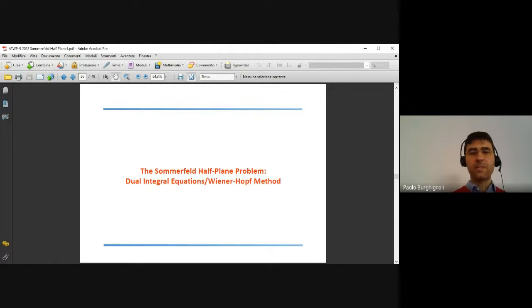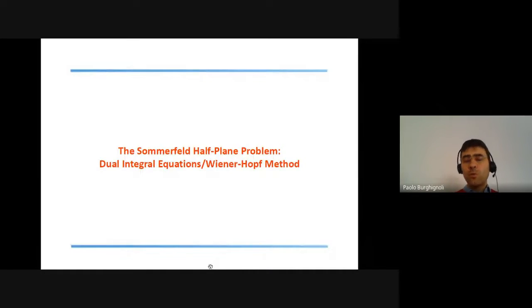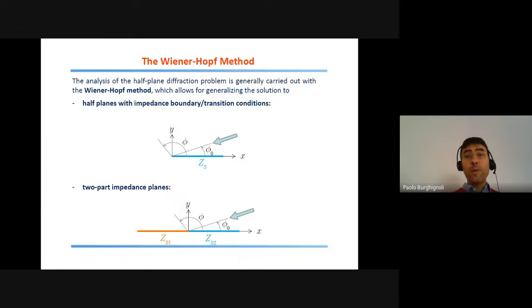Okay, here we are. We can start again. Now I will show you how to solve the Sommerfeld half-plane problem using the Wiener-Hopf method, which is a powerful method which can be employed to solve also many other diffraction problems, in particular, but not only, problems involving half planes in which the half plane is not necessarily perfect conductor, as we will see in the next lesson, but it can be modeled as an impedance boundary, employing impedance boundary conditions, or also impedance transition conditions. And also the so-called two-part impedance plane.